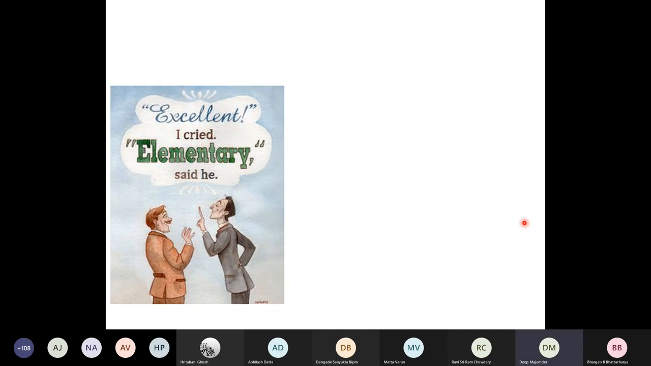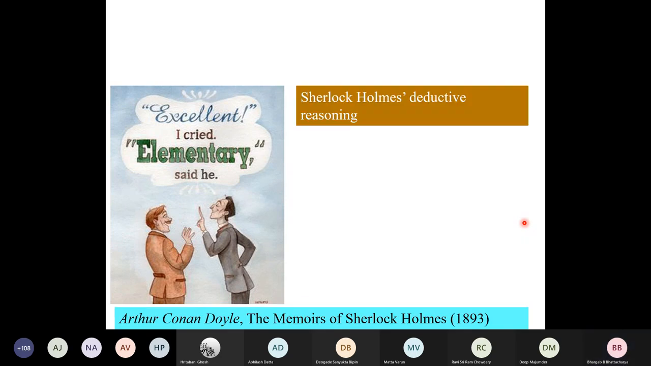Sherlock Holmes. Good. Dr. Watson. Right, Dr. Watson and Sherlock Holmes. Sherlock Holmes cracked a very difficult mystery puzzle, and Watson said, well, excellent. But Sherlock said, no, there is nothing in it. It is just elementary. It follows from my deductive logic.